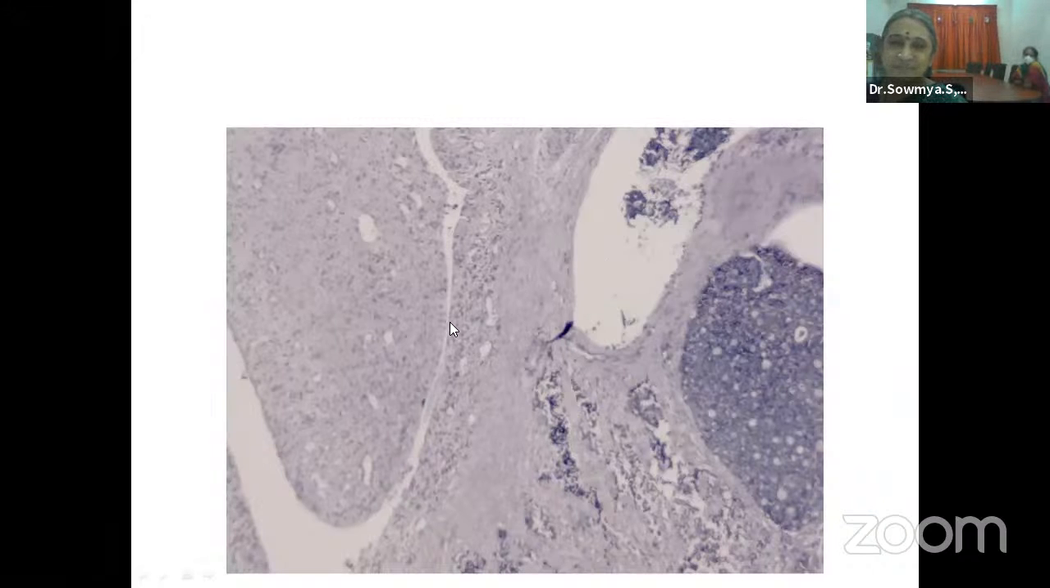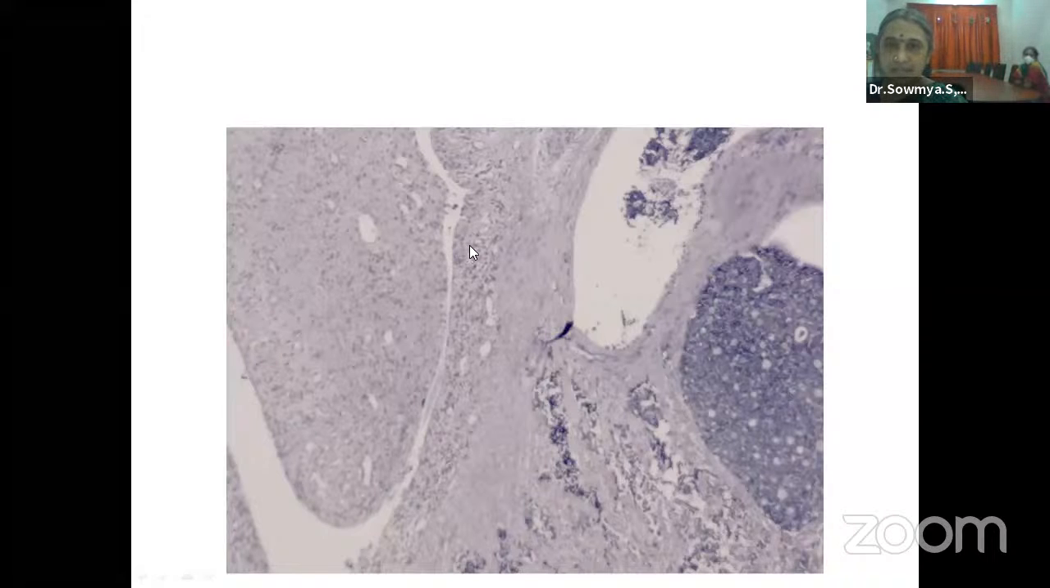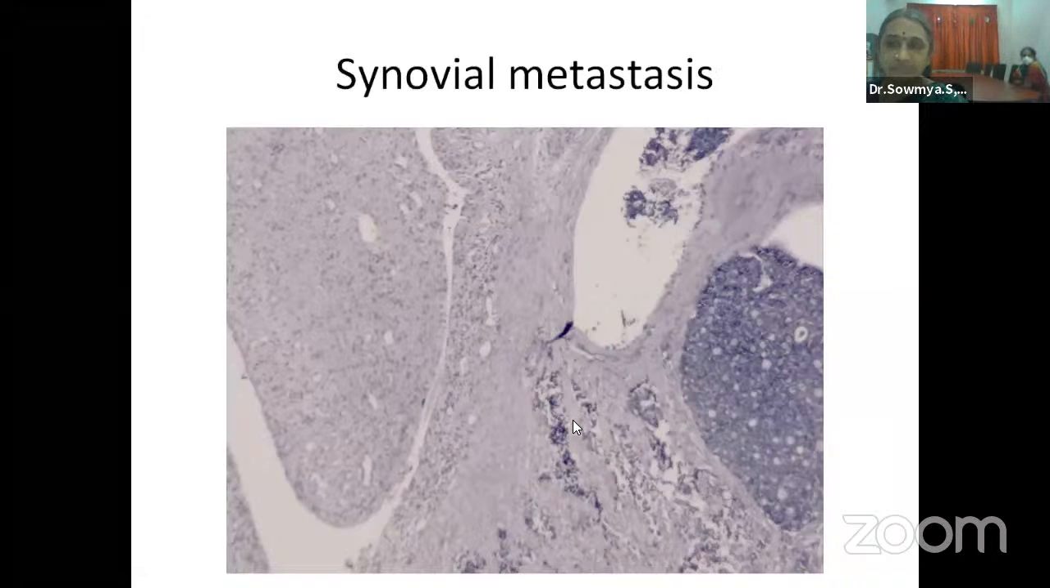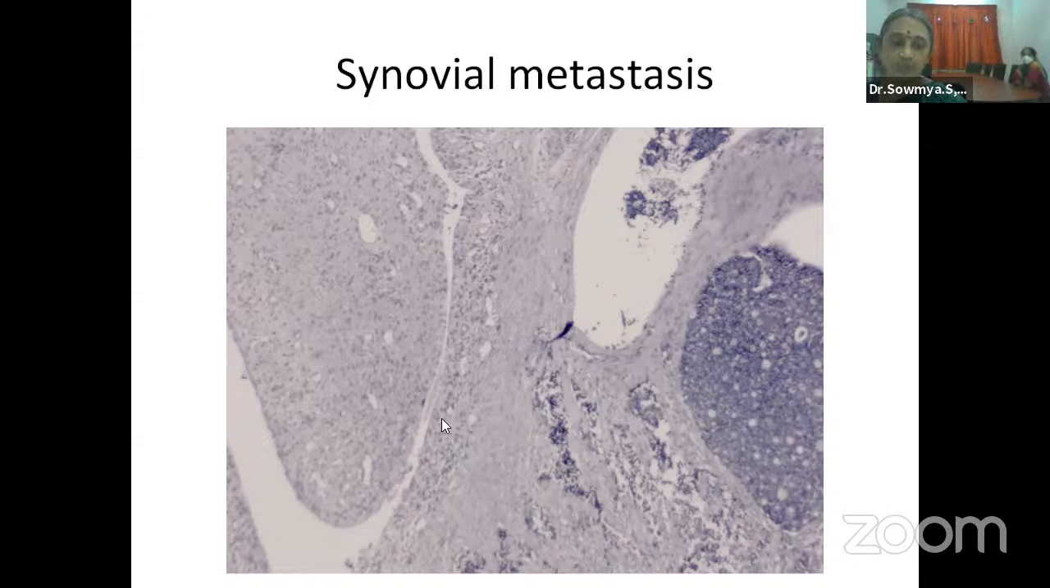What is this? Any idea? There is synovial villus proliferation, synovial cells are present, and there are these deposits. What are these deposits? This was a patient who was already having carcinoma breast. So she was having infiltrating duct carcinoma treated, and later on, after 7 years, she presented with joint swelling and pain, and it was a hemorrhagic synovial fluid. And when they did the biopsy, there was this metastasis within the synovium.